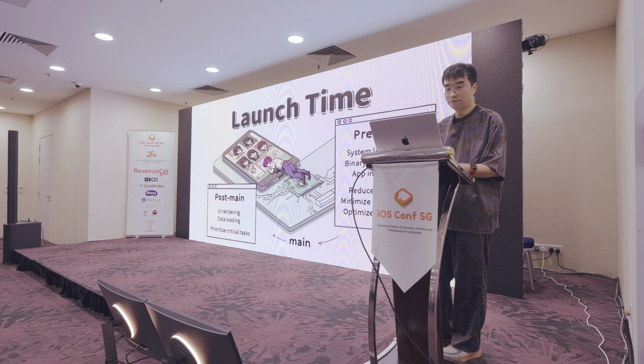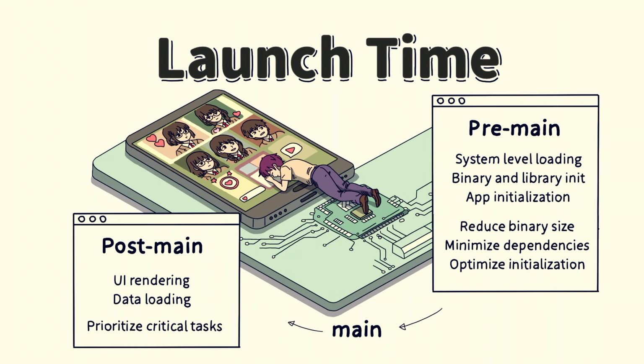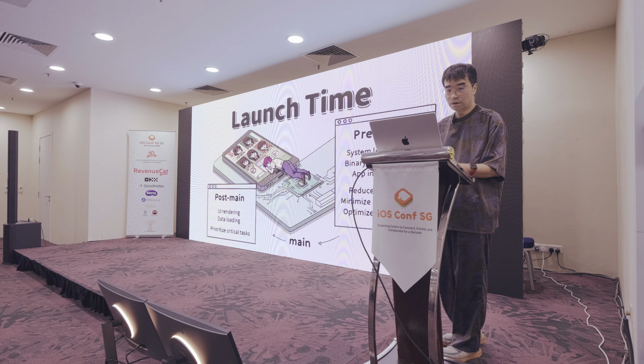Post-main happens after the main function. This is when the UI is rendered and the data is loaded until the app becomes interactive. Here, we can optimize task priorities. So, how can we measure the time spent during these stages?